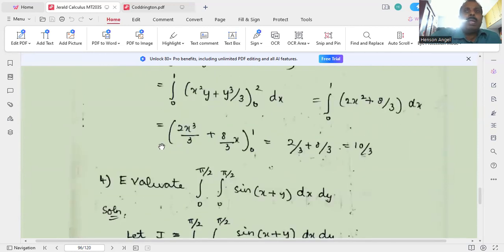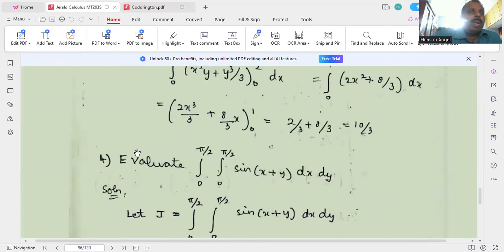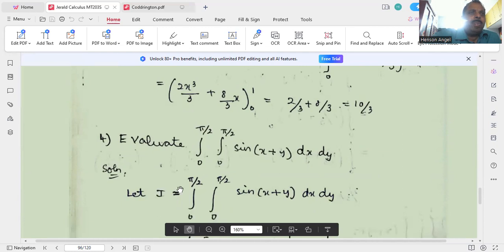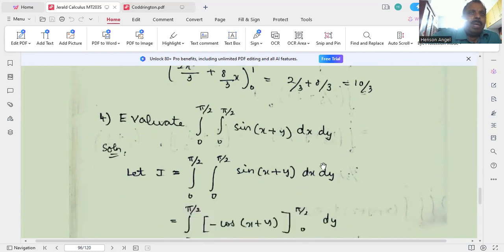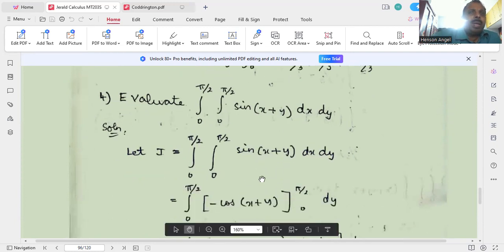Now we are going to see the fourth problem. Evaluate double integral 0 to pi by 2, 0 to pi by 2, sin of x plus y into dx dy. First we take the given integral as I equal to integral 0 to pi by 2, integral 0 to pi by 2, sin of x plus y into dx dy. Here we have dx first, so we have to integrate with respect to x. So when you integrate with respect to x, the other term y can be considered as a constant.